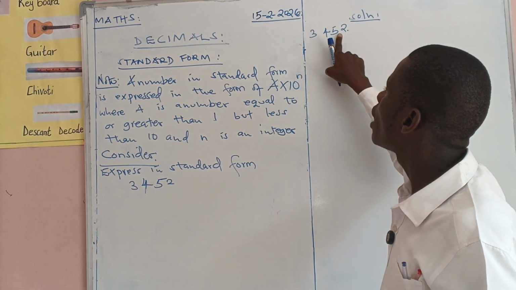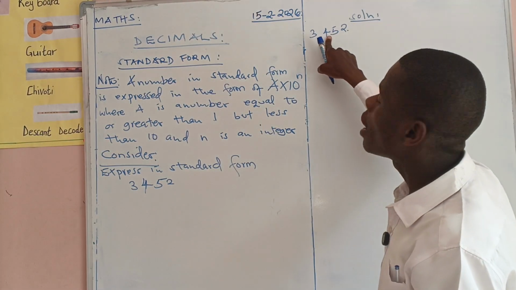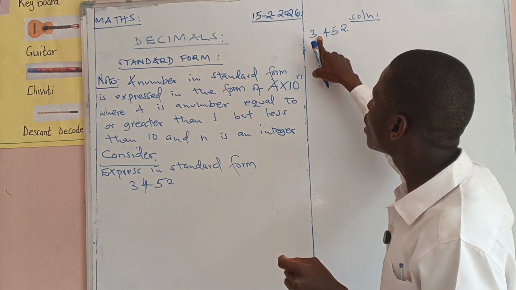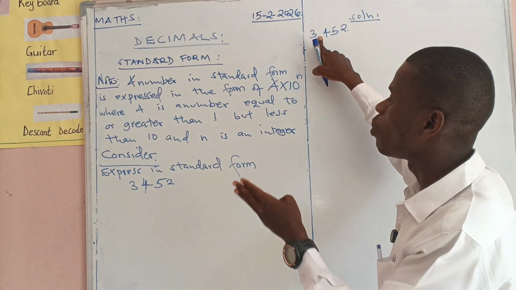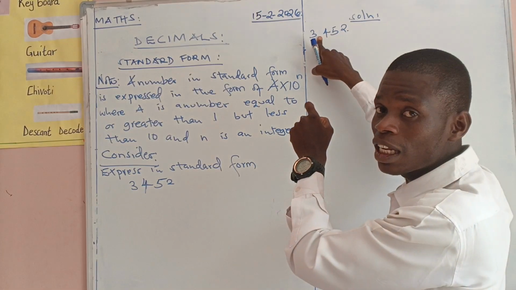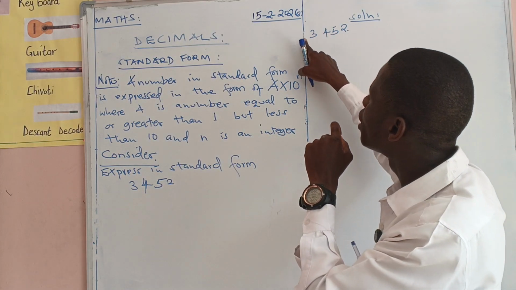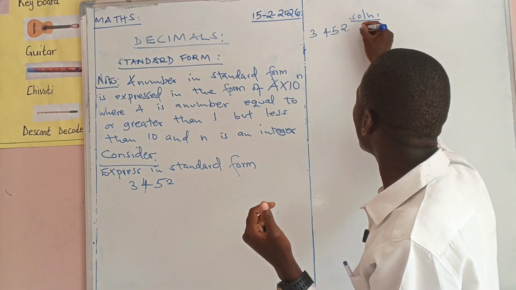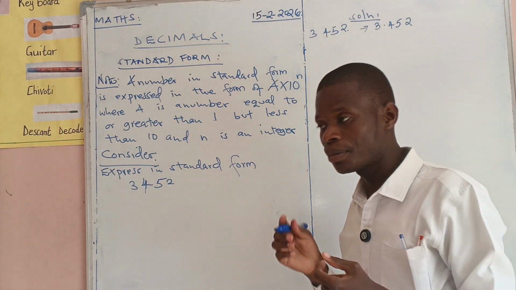If I place the decimal point here, it is 345.2, still greater than 10. If I place it here, it is 34.52, greater than 10. If I place it here, it is 3.452, which is now between 1 and 10, what we wanted: greater or equal to 1, but less than 10. So this is the right point where I should be placing my decimal point. If I bring it here, it is 0.3, a number less than 1. So the correct point is 3.452. That's the first step.